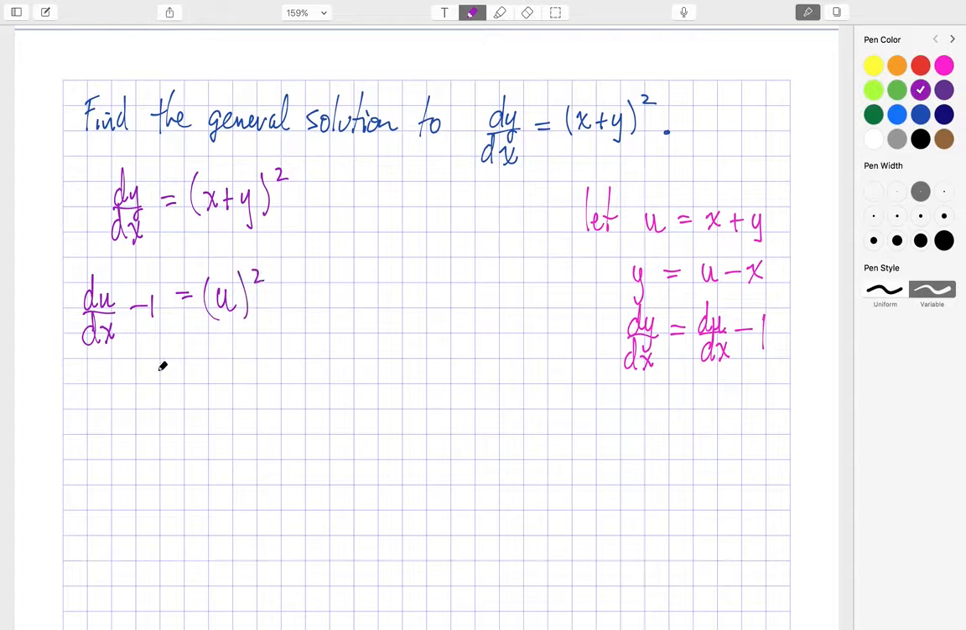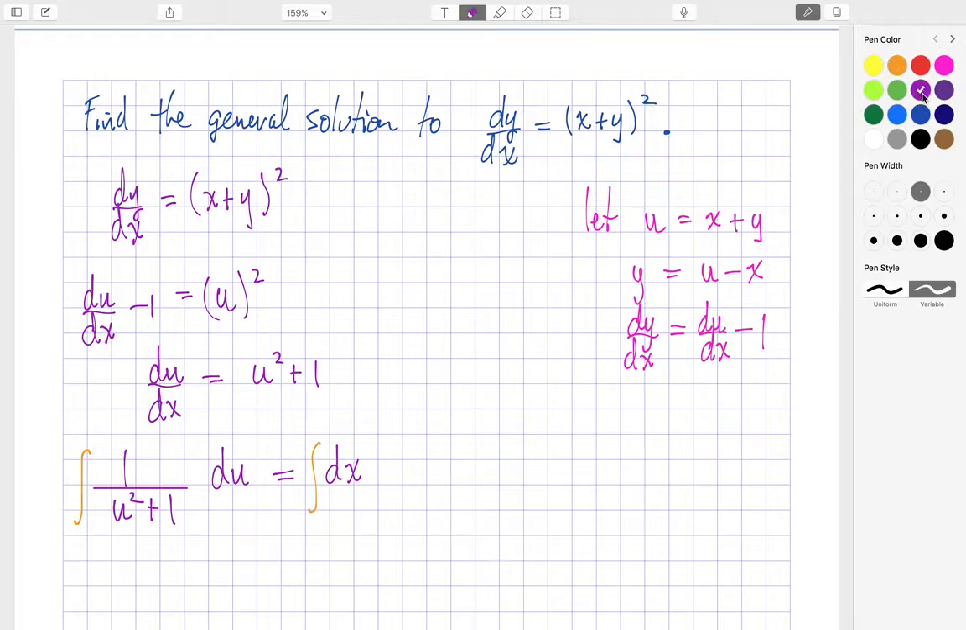So what do we have here? We have du by dx is u squared plus 1. Super easy to separate the variables now. We have 1 divided by u squared plus 1 du equals dx. And so now if I integrate both sides, we're almost finished.